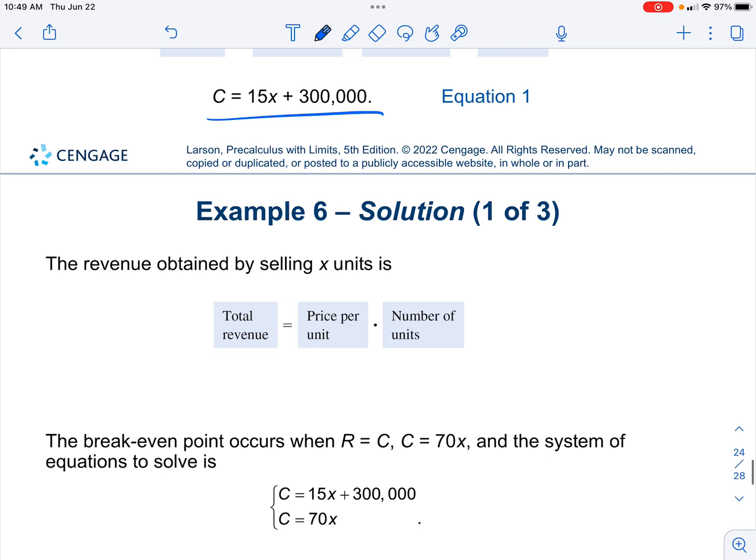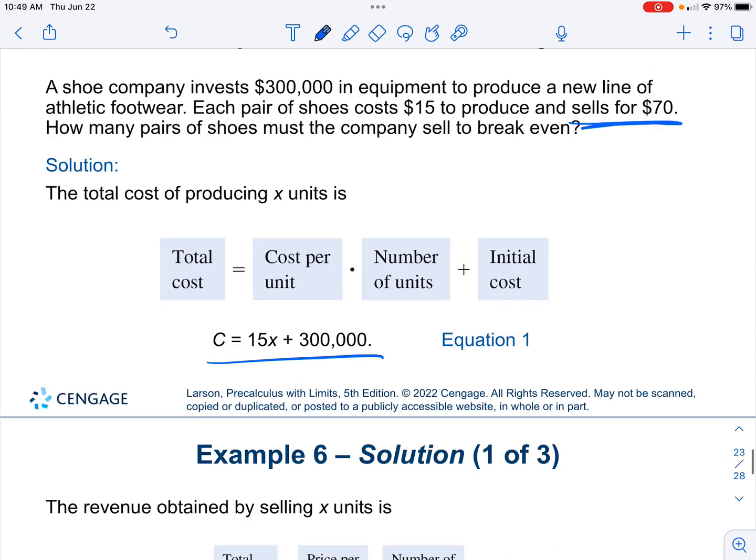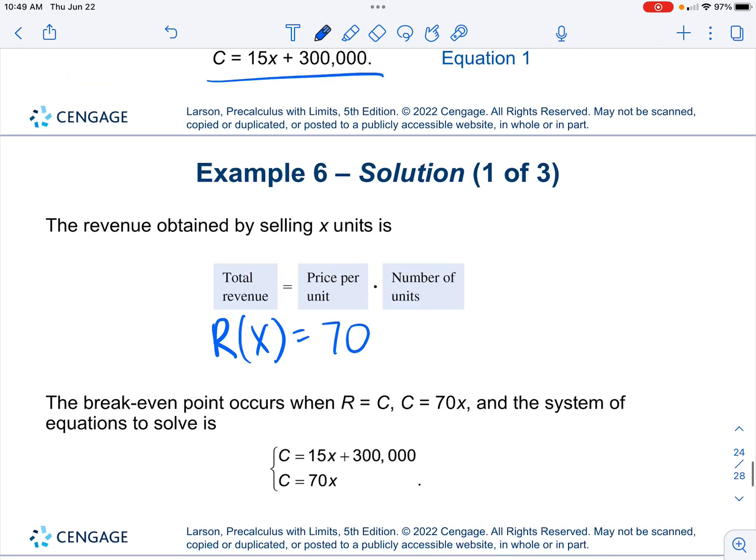Now the revenue. Revenue is money in, so we'll call it R, or R of X. Price per unit, I think it was $70. Yep, sells for 70. So every time you sell one, you get $70. That's the only way you make money, is selling them. So this is equation number 2. And this is wrong. This should be R.